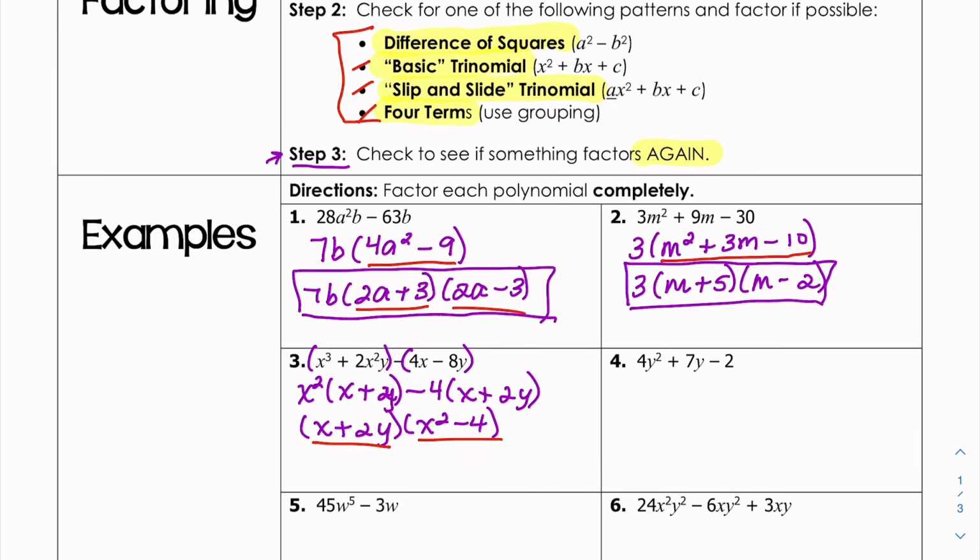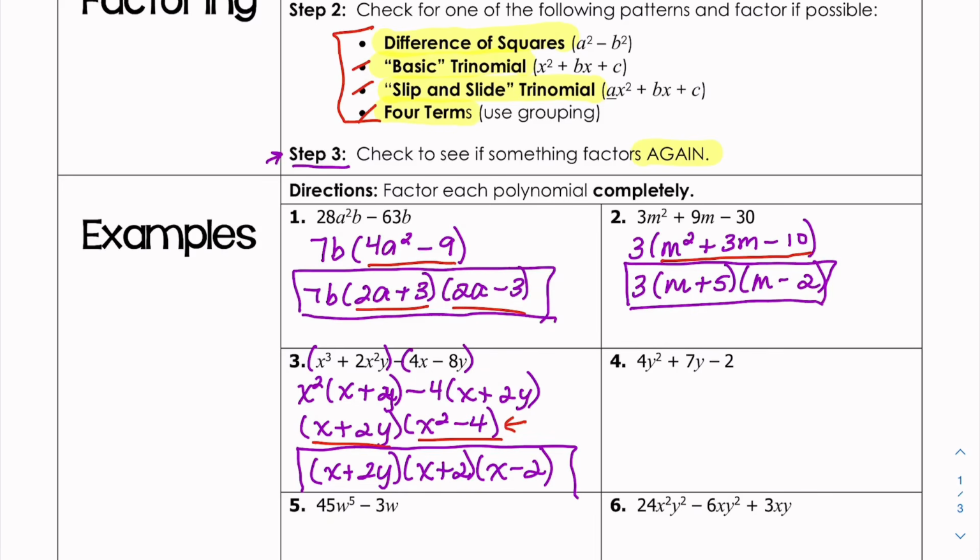Do either one of these 2 factors, are they one of our special cases? And if you notice over here on the right, x squared minus 4, that's a difference of squares. So we need to keep this one going. And this is the first one we've seen where it keeps going. So we're going to recopy x plus 2y. And then we're going to factor this as x plus 2 and x minus 2. And then check and see, does anything factor again? And if you look at these 3 binomials, they are all in their most factored form. So we are done.